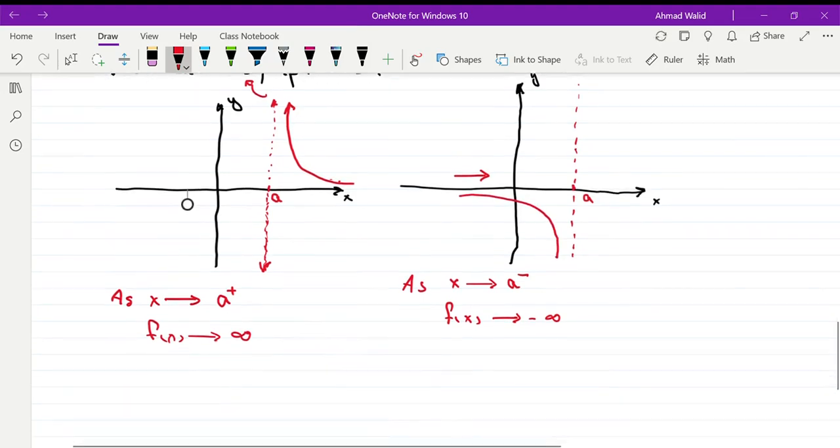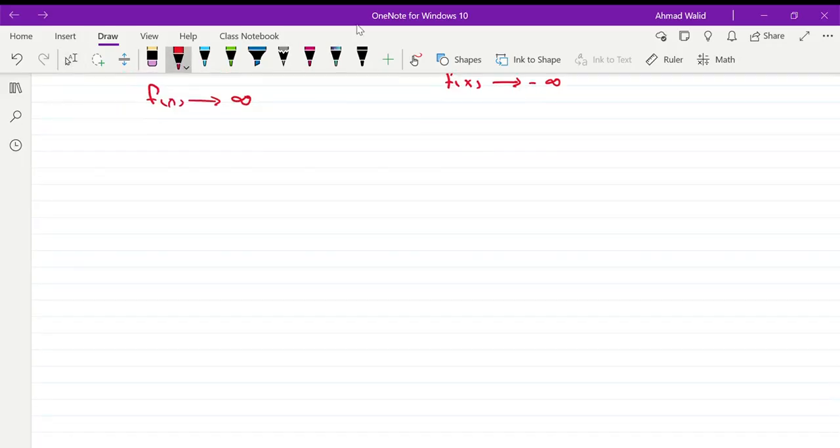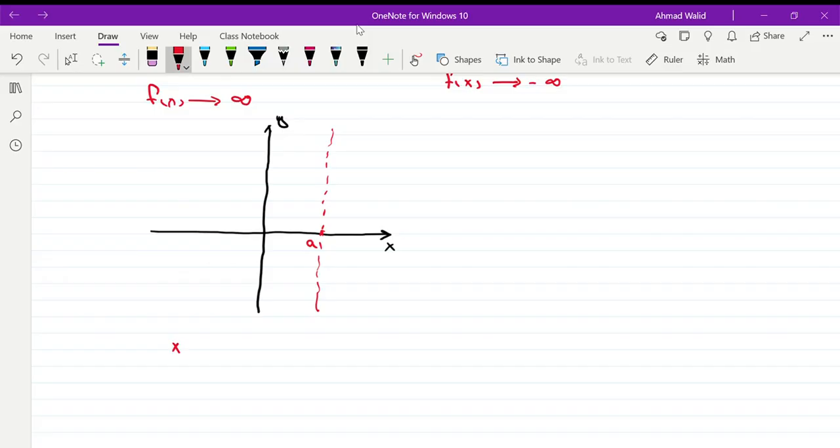Case 3. There are 4 possibilities that can happen. X, y, same place. Here, A. Let me draw again a vertical asymptote. As x approaches A from the right, f of x can approach negative infinity. It's also possible, like this.